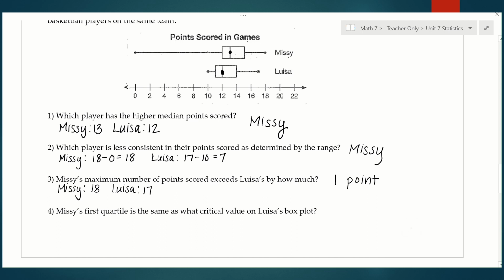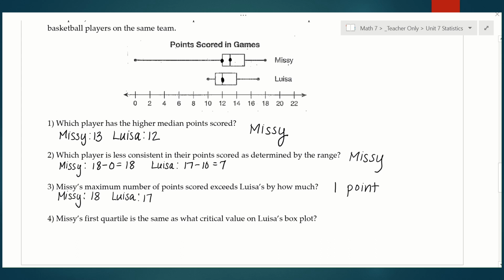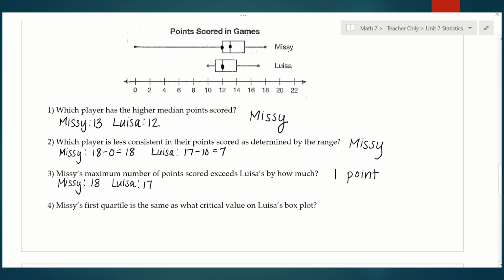Okay, last one for this. Missy's first quartile is the same as what critical value on Louisa's box plot? Okay, so Missy's first quartile is right here at the beginning of that box, and that is the same as, if I look on Louisa's plot, it's the same as Louisa's median. Okay, so the median for Louisa is 12, and so is Missy's first quartile.